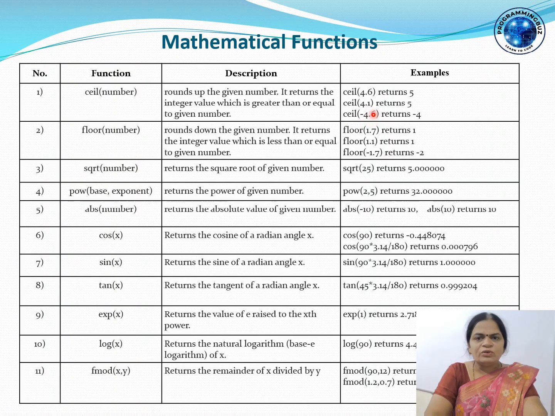Similarly, ceil of minus 4.6 will return the integer value which is greater than or equal to this value. The integer value greater than minus 4.6 is minus 4. So hence this function will return the value minus 4. Simply, this is a very simple function.